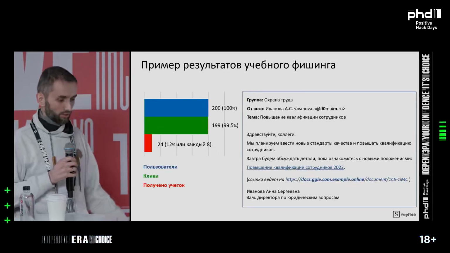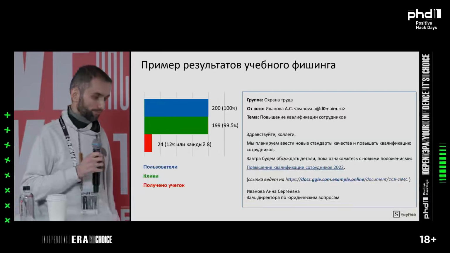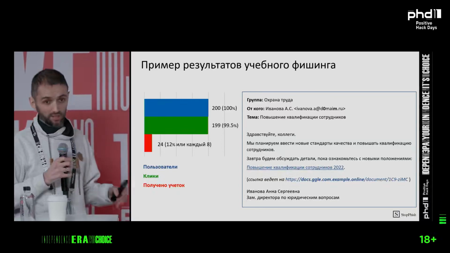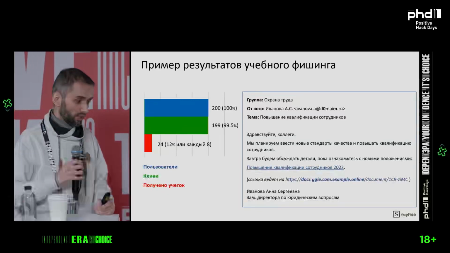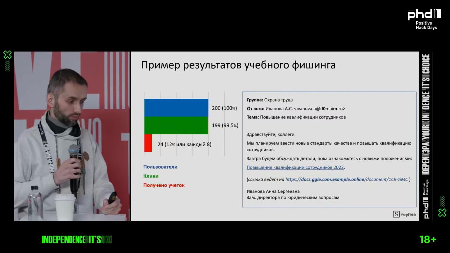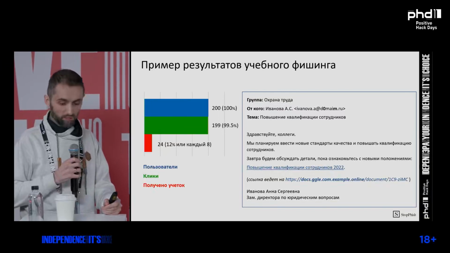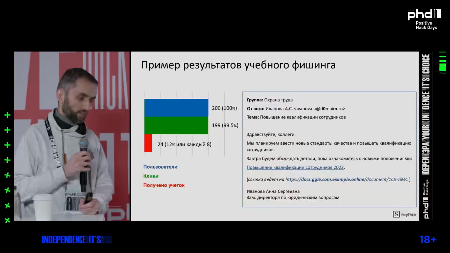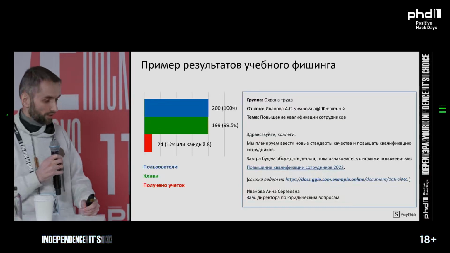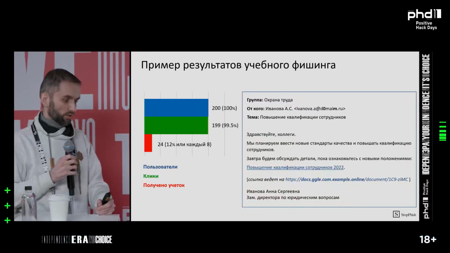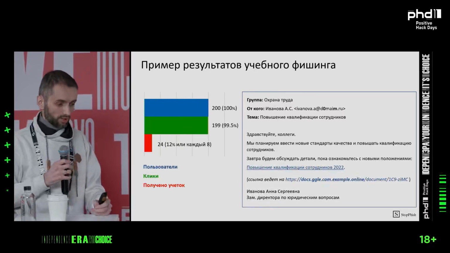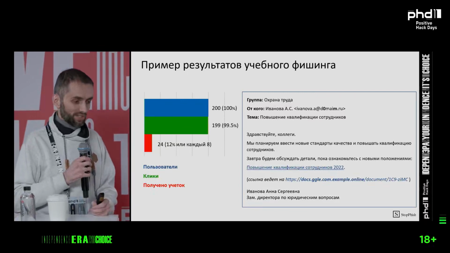Here's an example of a phishing exercise. 200 people opened the email, the labor protection group. Everyone opened the email. 199 went and clicked on the link. 24 have avoided. Only 24 credentials were gathered. So every 8th, 12%.